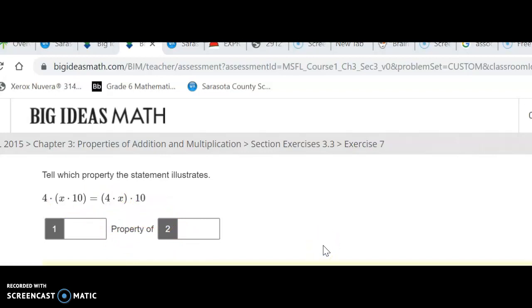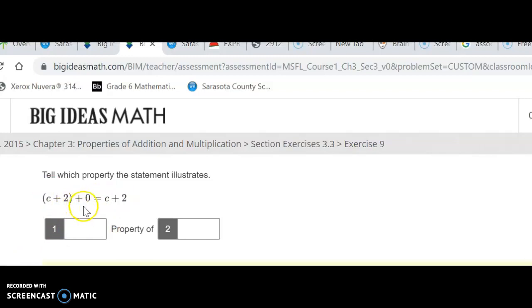4 times x times 10 is the same as 4 times x times 10, with the grouping changed. It's the associative property, and this is multiplication. x plus 7.5 equals 7.5 plus x. They are changing things around, picking up pieces. This is the commutative property. They have just picked everything up and switched it around, and this is not multiplication, this is addition.